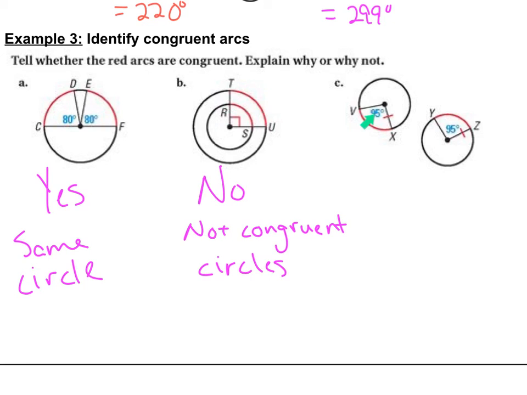And last but not least here, we have two different circles, but we have 95 as our center angle measure, which is great. But this is the key here. They are marking that the radius is the same. So the answer to this one, because the radius is the same, would be yes, because they are congruent circles. They have the same radius, which will make them congruent.